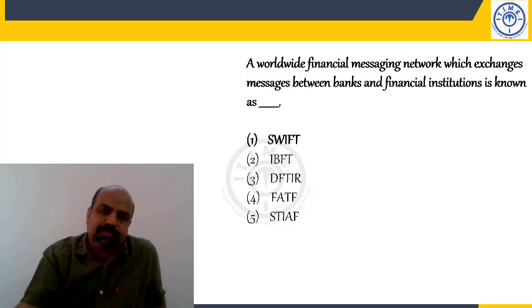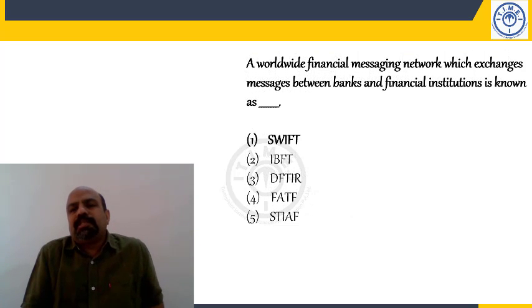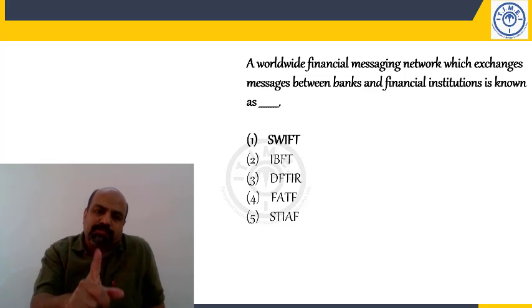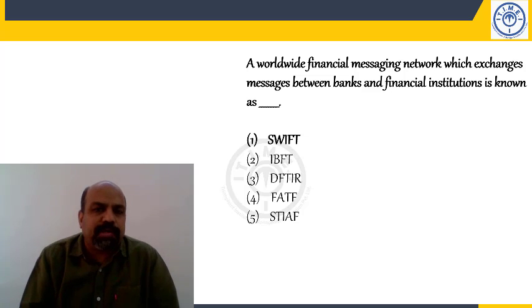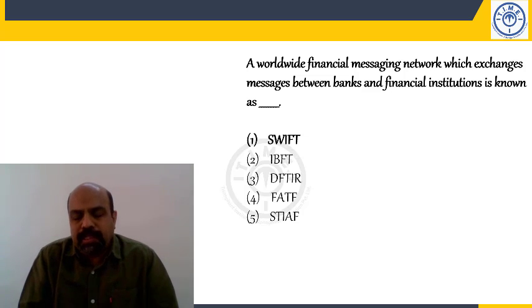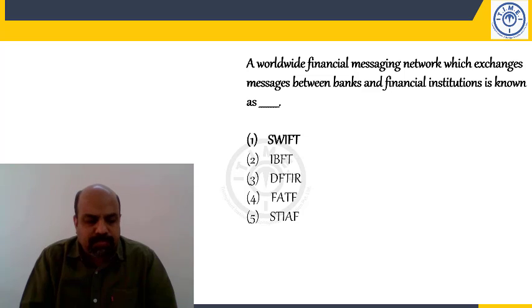Next. A worldwide financial messaging network which exchanges messages between banks and financial institutions is known as SWIFT. We'll discuss only one choice. SWIFT, you write this. What is SWIFT? This is quite important. Underline the word SWIFT. First point.